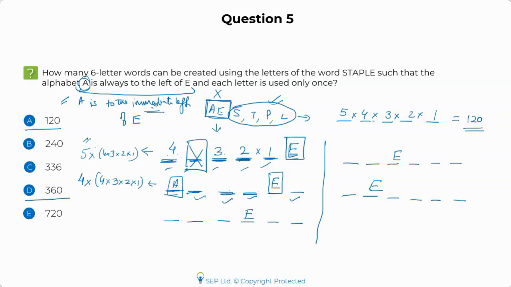So 5 tells you in how many ways you can place A, and then after placing A and E, you're left with 4 spaces and you have 4 letters. So the 4 spaces can be filled in a similar way to what we did in the numbers question: 4, 3, 2, 1. Okay, great. I can see it's clear to everyone. About 10% of you are saying it's not clear. Can you please let me know what's not clear? If anything is not clear, please let me know quickly before I move on to the third case.